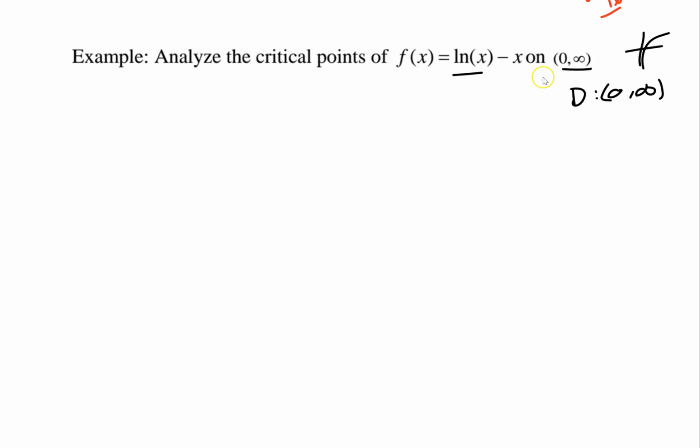Don't forget natural log of 0 is undefined. The natural log of any negative number is undefined, and natural log of 1 is 0. So this is like the derivative of this. That's how we analyze our critical points.